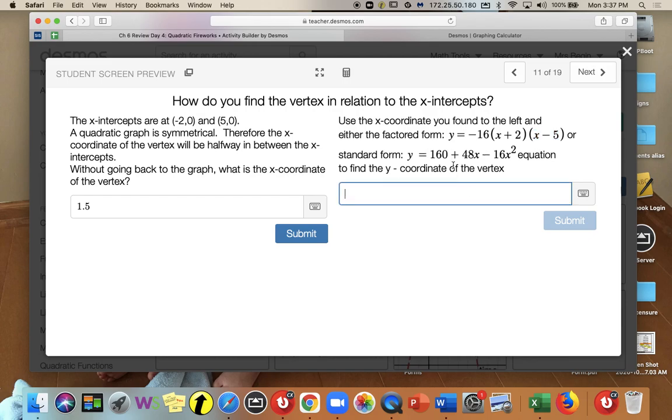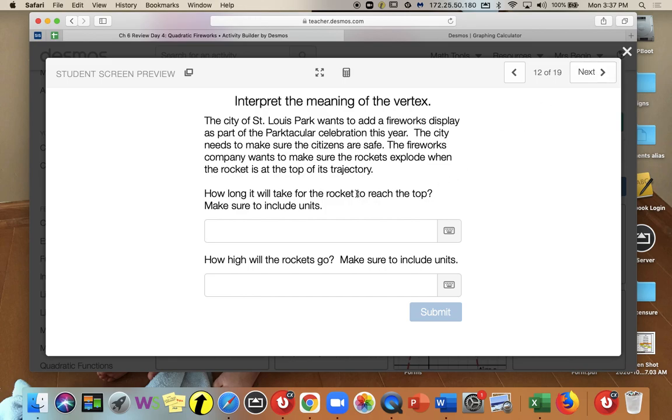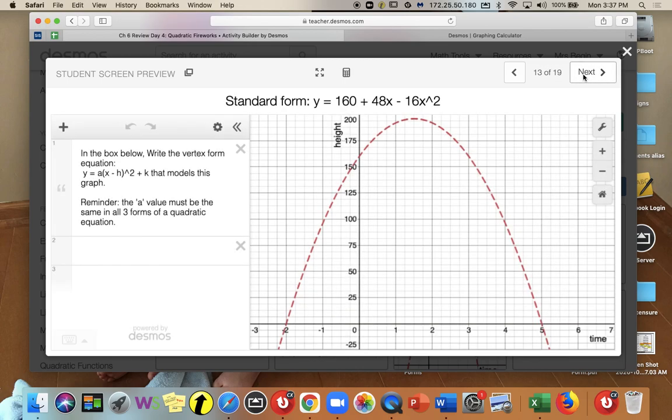So I'm just going to plug into this guy, the 160 plus the 48 times 1.5 minus 16 times 1.5 squared. And 196, and you can see that that's what our vertex was. It was 1.5 was the time it takes to reach 196. Okay, how long will it take for the rocket to reach the top? 1.5 seconds. How high will it go? 196 feet, which we figured out by plugging in.